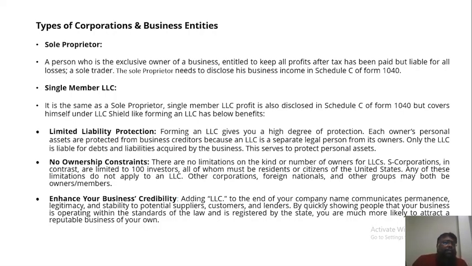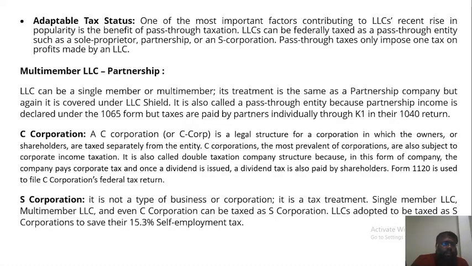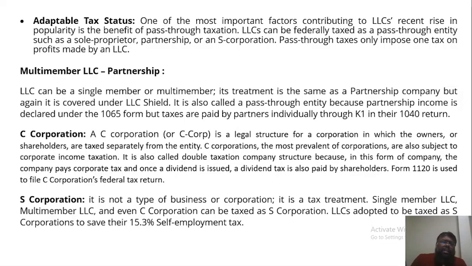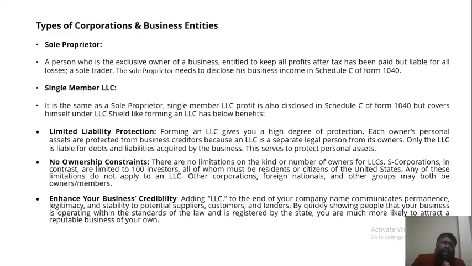Today our topic is types of corporation and business entities. There are different types of corporations and business entities like sole proprietor, single member LLC, multi-member LLC, C corporation and S corporation. If I define them individually, it will sometimes be difficult to understand. So I will try to explain in terms of differences: sole proprietorship versus single member LLC, multi-member LLC versus partnership, C corporation versus S corporation. It will help you understand what a sole proprietor is, what a single member LLC is, and what is the difference between them.